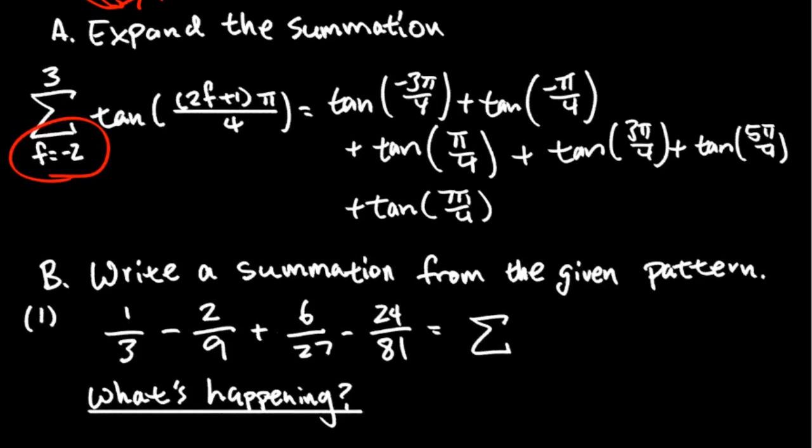Okay, so writing a summation from the given pattern. So now let's look at what's actually happening so that we can write it into a summation. So what is happening here? We have 1 over 3, 2 over 9, 6 over 27, and then 24 over 81. And then there's alternating between positive and negative. So what's happening here is we see that there's alternating.